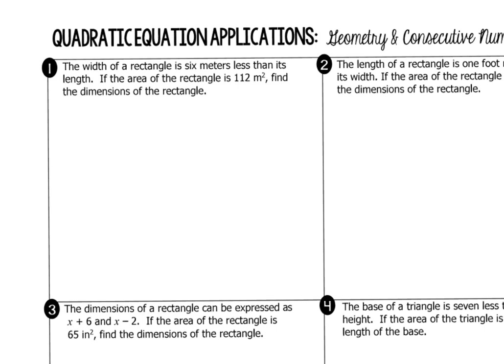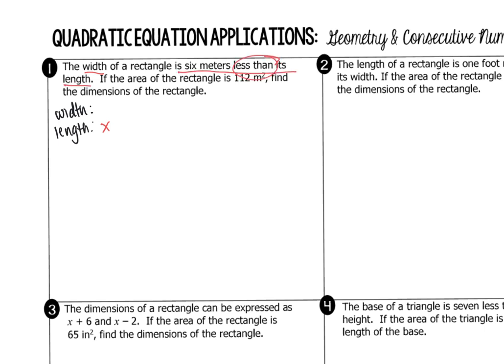On number 1, it says the width of a rectangle is 6 meters less than its length. So let's just start right there. What we know so far is that we have a width and a length. And it's telling us that the width of the rectangle is 6 meters less than its length. Whoever we are comparing to is like the original, so that's who gets to be x. So the length we're going to say is x, and we're going to translate the width. The width is 6 meters less than the length.